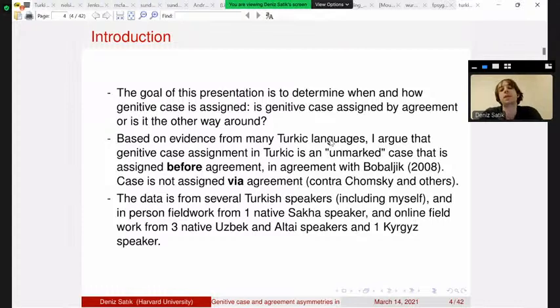Based on evidence from many Turkic languages, I argue that genitive case assignment in Turkic is an unmarked case that is assigned before agreement, in agreement with Bailyn 2008, no pun intended again. So case is not assigned via agreement, contra Chomsky and many others, at least in the cases of genitive case and non-nominative case in Turkic, which I'll talk about here. The data is from several Turkic speakers, including myself: in-person fieldwork from 1 native Sakha speaker, and online fieldwork from 3 native Uzbek and Altai speakers and 1 Kyrgyz speaker.